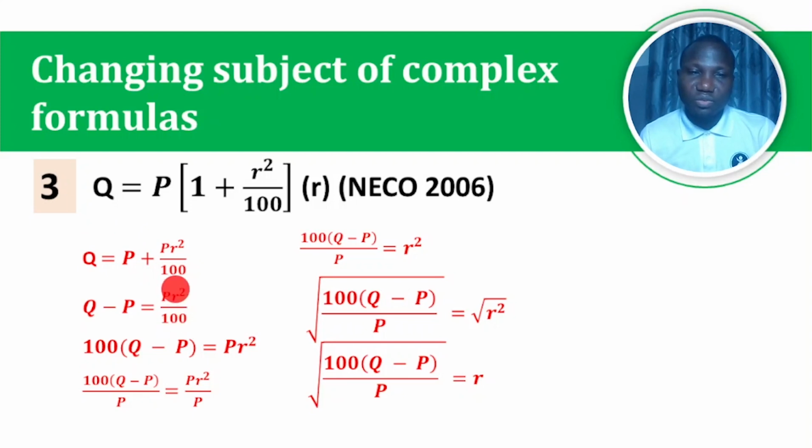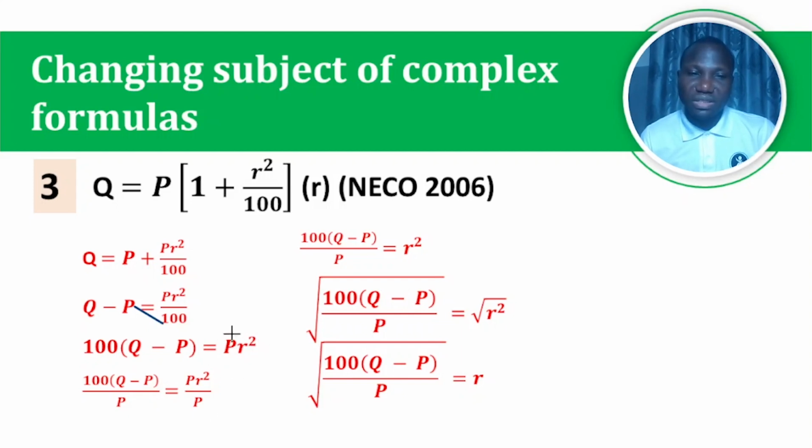Now look, your subject is involved in a fraction here. So what do we say? We said when your subject is involved in a fraction, what you do is cross multiply. So if I cross this 100 to the left, I'm going to have 100 times open bracket q minus p equal to pr squared.